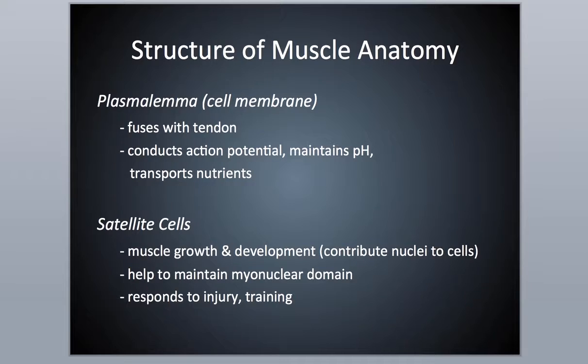Now, the plasma lemma is the cell membrane. This is what's going to fuse with the tendon itself. And within it, it is what is going to conduct the action potential. The action potential is basically the electrical current that's flowing down into the muscle fiber. And the electrical current's very important because if we didn't have it, we wouldn't be able to release a certain element. And we'll see what that element is in a little while.